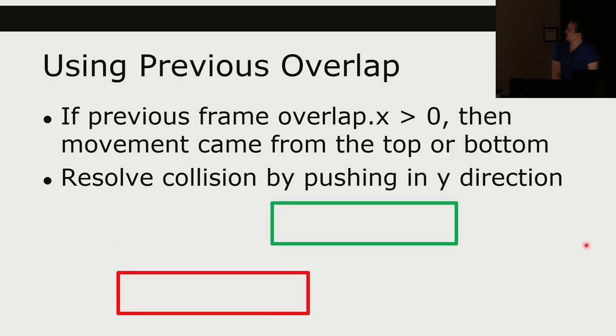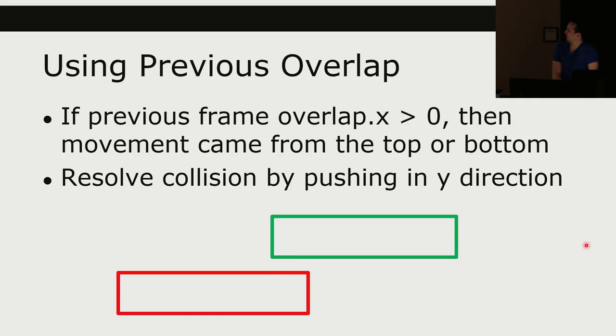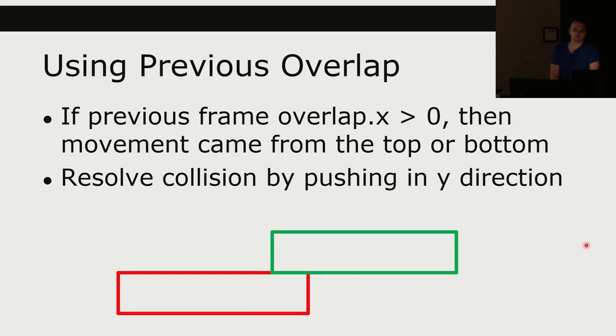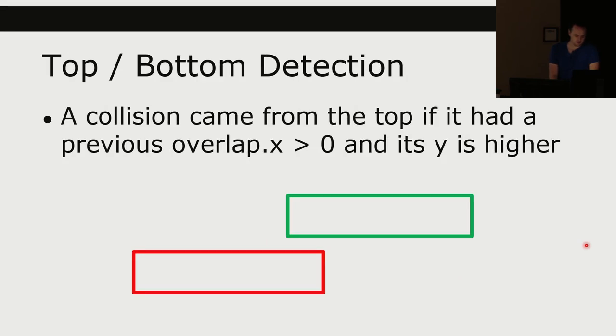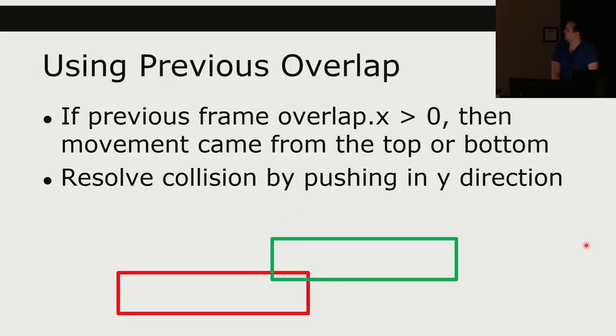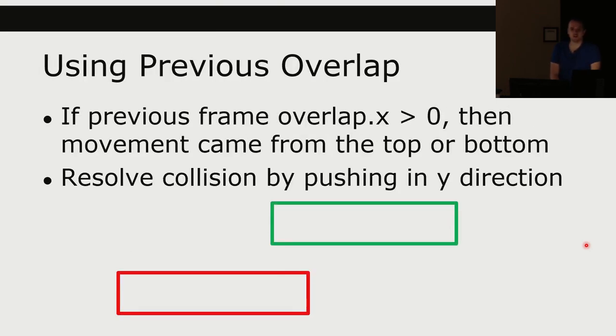Similarly, if on the previous frame we have an overlap in the x direction but not the y, then we know the movement came from the y, and so we can push it up. And so this is going to afford us the resolution that we actually want in assignment 3. However, this is telling you if it's an x or y collision. It still doesn't tell you top or bottom.